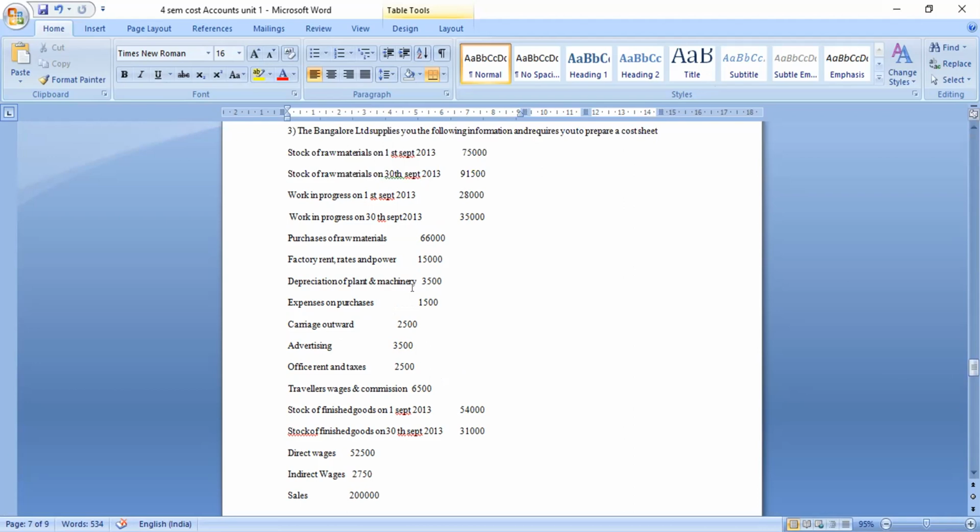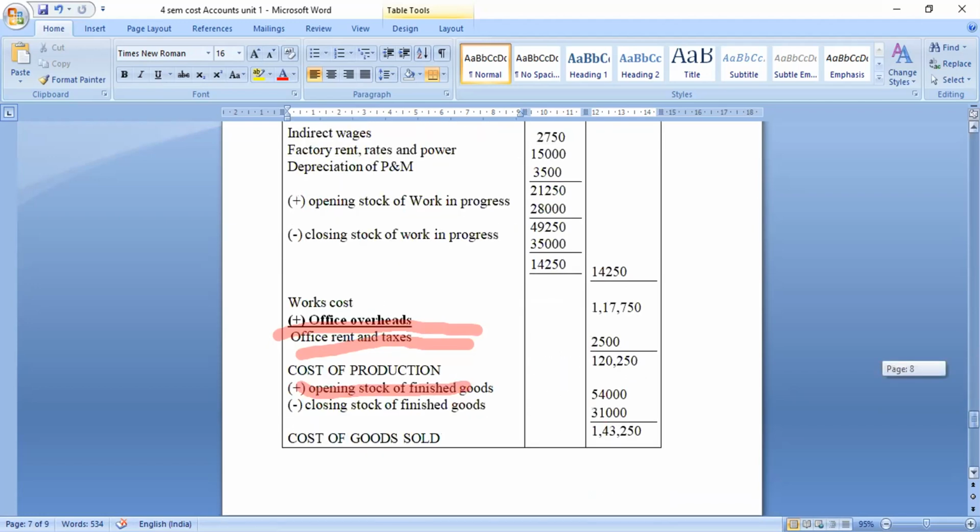First you will take carriage outwards. Advertising comes under selling expenses, carriage outwards comes under selling expenses, travelling wages and commissions come under selling expenses. Okay, so these are all the three things that come under sales. Yes. So now it is our duty to record those expenses.